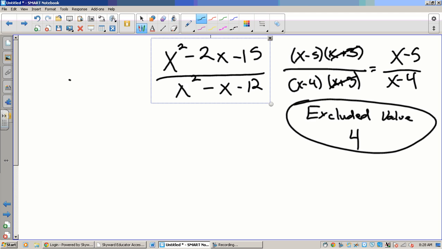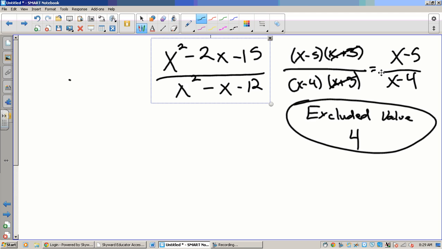Yes, sir? What's the point of factoring this? The reason why I had to factor the top is that I would have said an excluded value would have been 5 by just doing this, or excuse me, 3. But 3 actually works. If I put 3 into this equation, it will work. It's not an excluded value. So you have to factor the top in order to see that they cancel each other out. Okay? It's a good question.